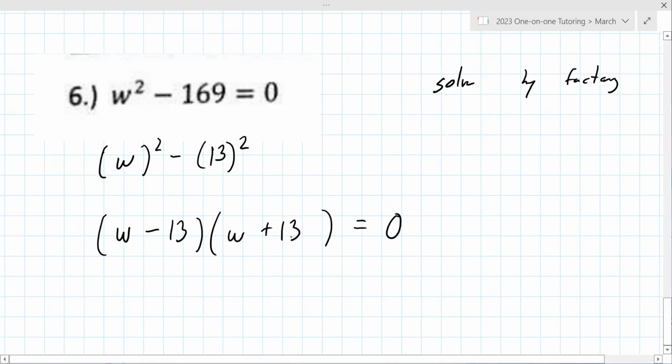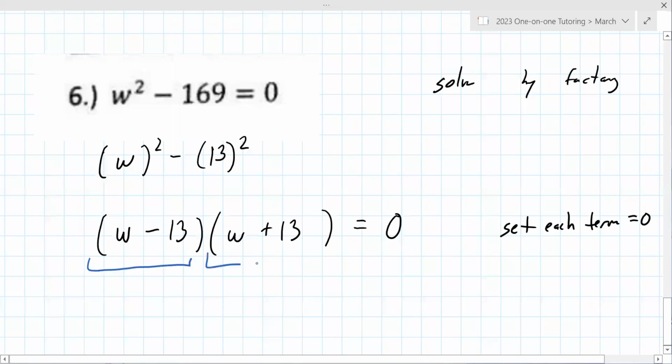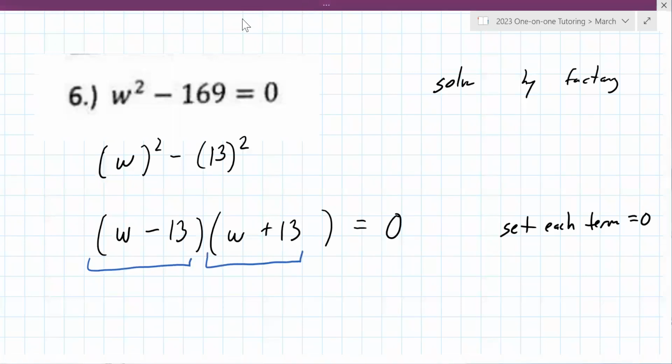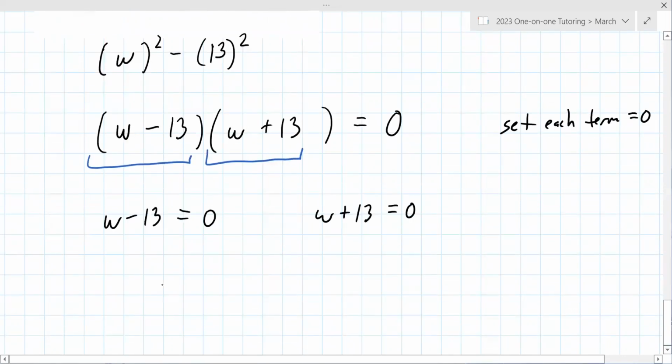Very good. Now, if we were factoring, we'd be done, but we're not done because we're solving. Solving means to set each term equal to 0. So in this problem here, each term has a variable in it. So you're setting the W minus 13 without the parentheses equal to 0, W plus 13 equal to 0, and solving for W. So W equals 13 and W equals minus 13.